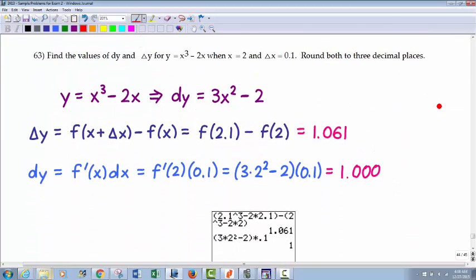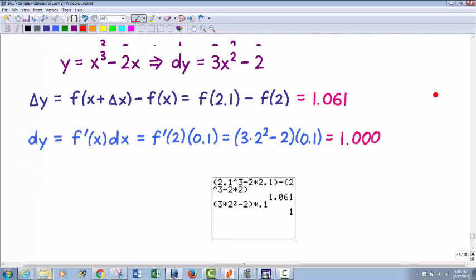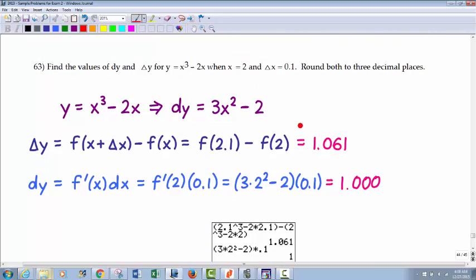Okay, now you're just doing this from a function. These formulas are always given on the test for this, so you put them in there somewhere. The delta y and the dy. Now the dy is actually an approximation to delta y, so keep in mind your answers need to be pretty close together.